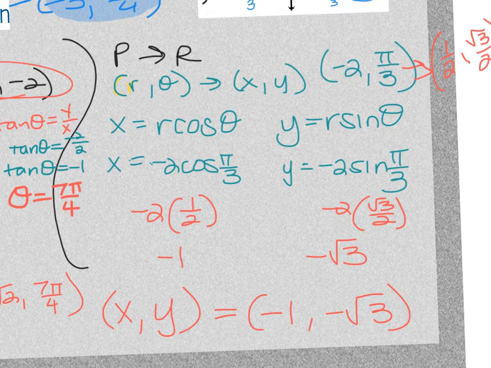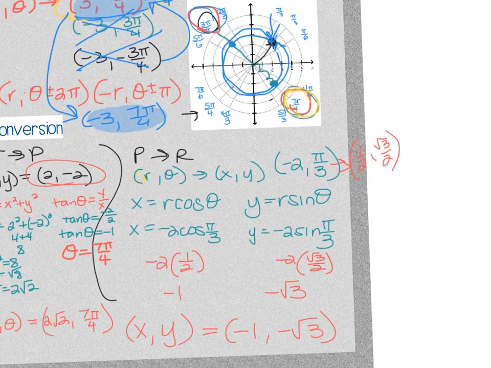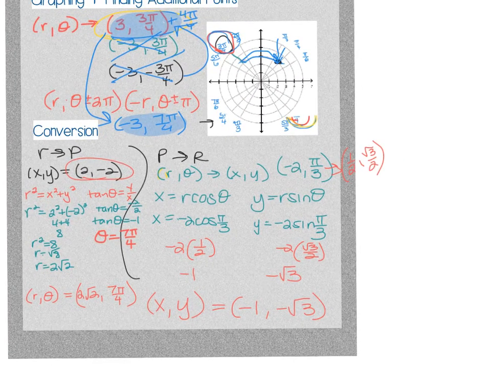And again, if I had plotted negative 2, pi over 3, I know pi over 3 is here. Negative 2 says go in the opposite direction. It would be here. And then if I went to plot negative 1 and negative root 3, which we would approximate to negative 1.4, I would go back 1 and down about 1.4, which puts me at that same place. So you can check it visually to make sure that you're on the right track.